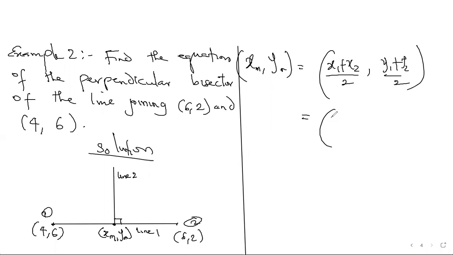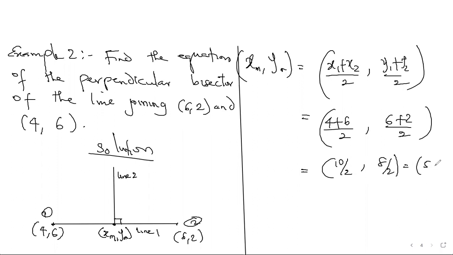So I will have (4 + 6)/2, and I will have (6 + 2)/2. So that will give me 10/2, and this will give me 8/2, which is (5, 4). So that's the coordinates of the point that the bisector passes through. So I know this point now.